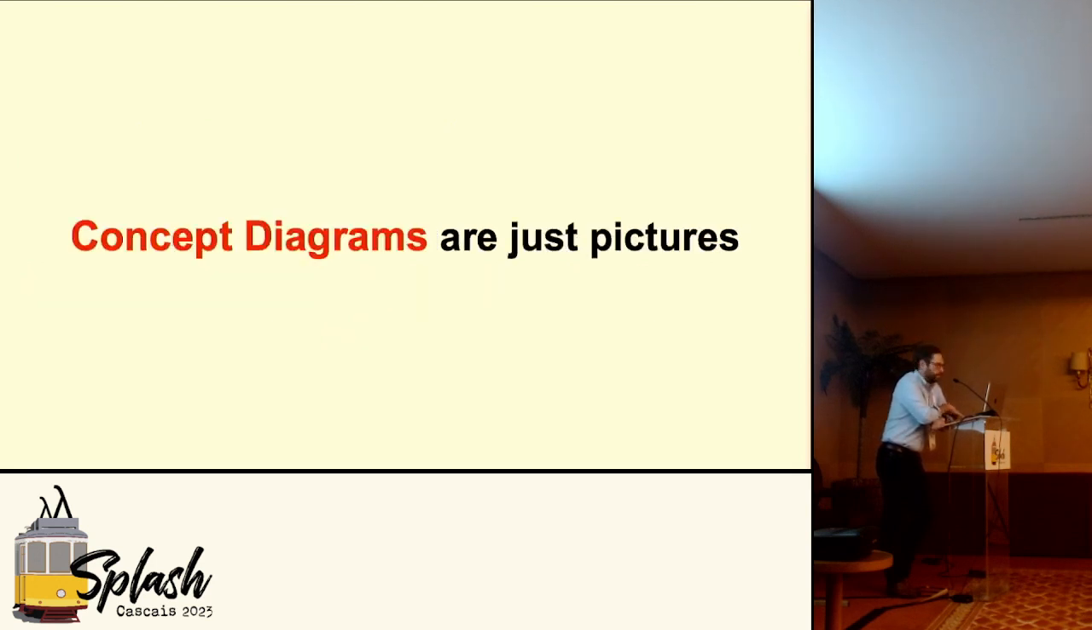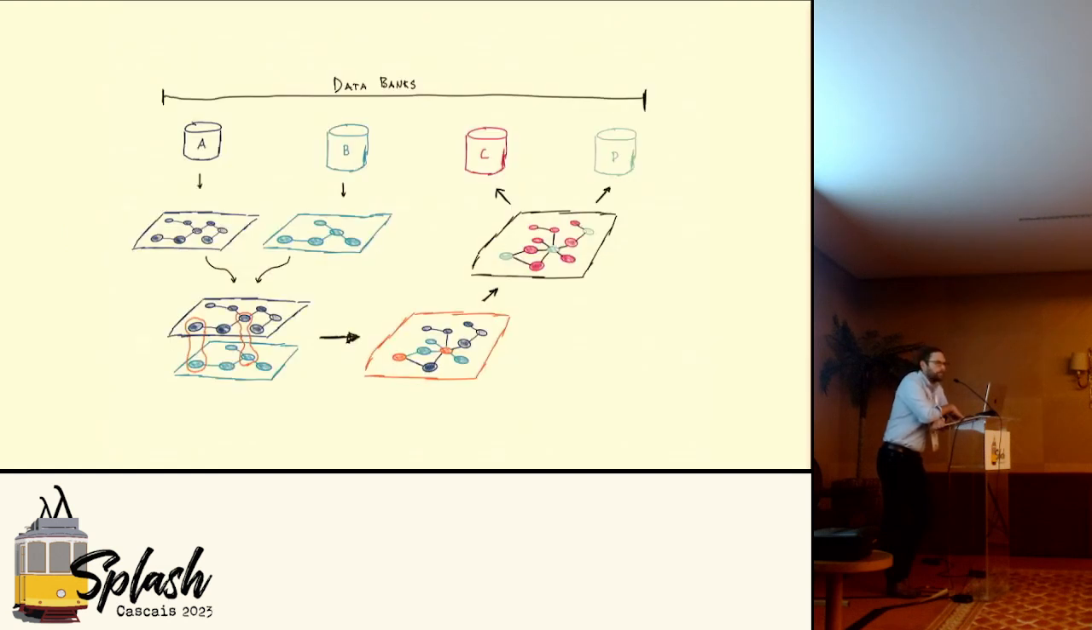Concept diagrams, they're just pictures, right? This is really taken from a pattern language, with the idea that concepts are best expressed visually as opposed to with words. So these are a couple of concept diagrams for the concept of a data bank, which is a way to take multiple systems, merge them into a unified knowledge graph, and re-index that knowledge graph into different search and indexing systems. This is a picture of that.